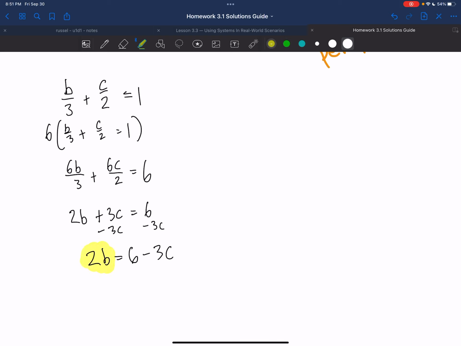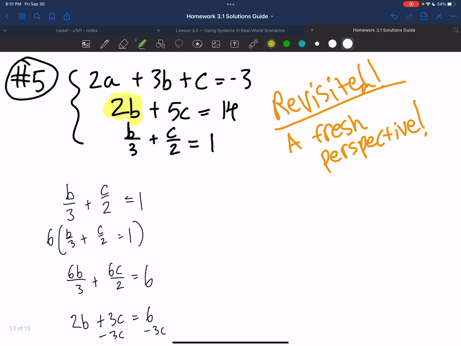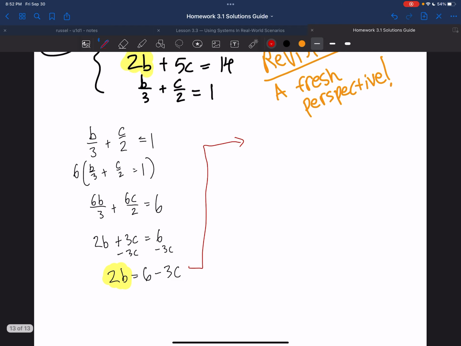2b, or not 2b, just kidding. 2b equals 6 minus 3c. But I have 2b up there. 2b plus 5c equals 14. So hold on a second. Wait a darn minute. I'm going to drag this up here, like so, and say, here's 2b plus 5c equals 14.